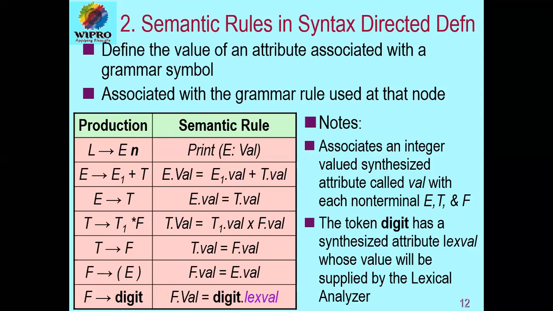So T dot val is computed by T1 dot val multiplied with F dot val. Similarly, we can make up the others. These are the semantic rules: E produces T, E dot val is T dot val, and E produces E plus T, and so on. Here val is nothing but the value that is returned by the lexical analyzer. Okay, we shall move forward.